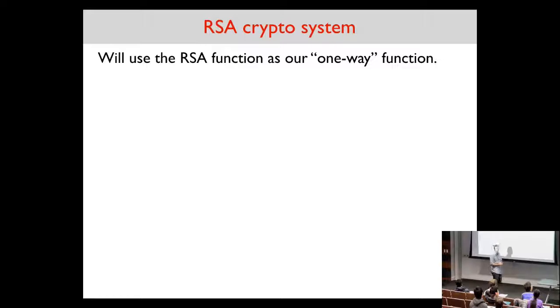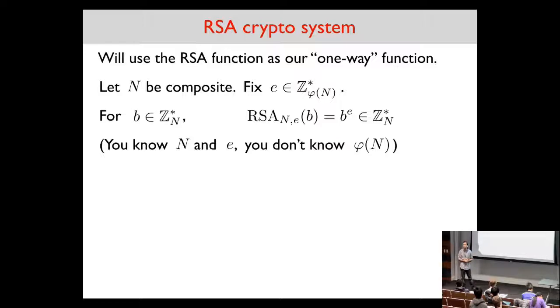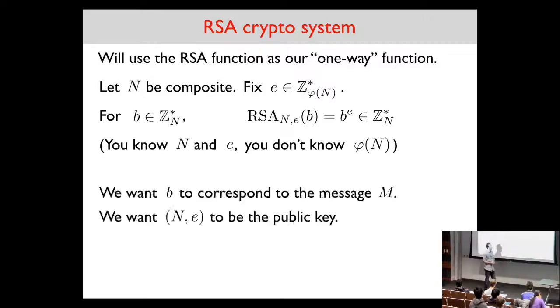Okay, so for the RSA crypto system, we're going to use the RSA function as our one-way function. What was the RSA function? We let n be some composite number. We fix some exponent e. Again, think of the exponent as 3, let's just fix it to 3. So for some b in Zn star, for some base, we're just computing b to the e. If e is 3, this is cubing b, so the cube function. Again, you know n and e, but you don't know phi of n.